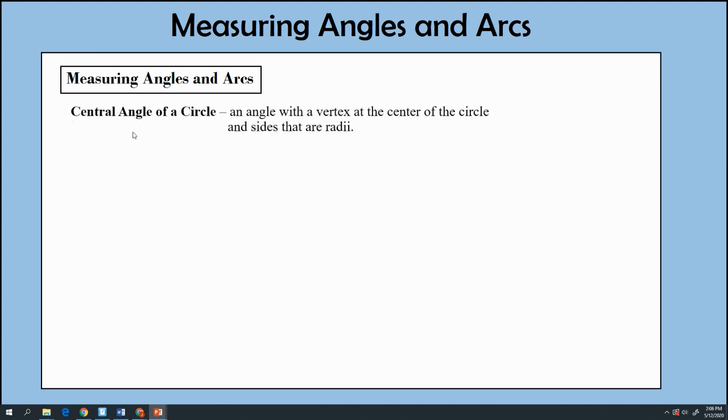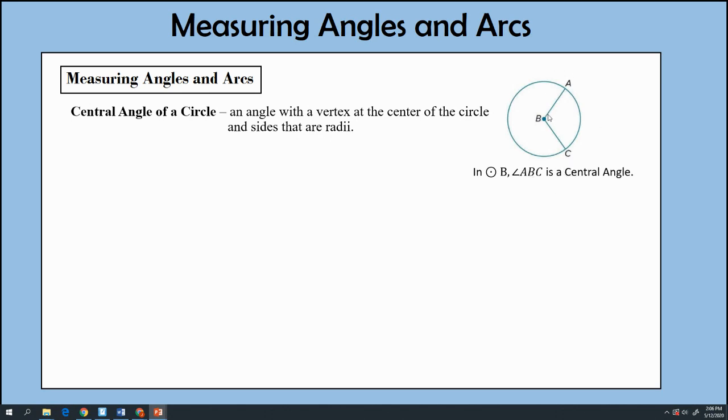Okay, so it all begins with this concept of a central angle of a circle. A central angle is just an angle, but it's special to a circle in that the vertex of the angle is the center point of the circle. And then that makes the sides of this angle radii of the circle. So it looks something like this.